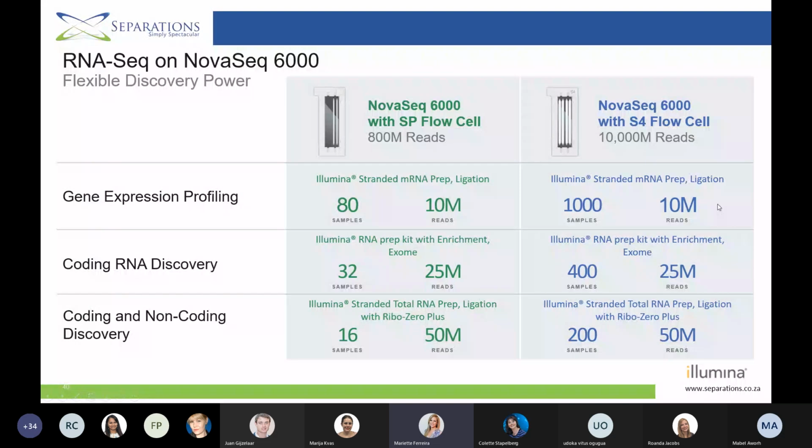If we want to look at coding RNA discovery, we obviously need a little bit more reads, so we recommend 25 million reads for these types of studies. There you can then put 32 samples per SP flow cell and up to 400 on the S4 flow cell. And lastly, if you're looking at coding and non-coding discovery, we recommend deeper sequencing with about 50 million reads per sample. Therefore, you can add 16 samples on the SP flow cell and 200 samples on the S4 flow cell.